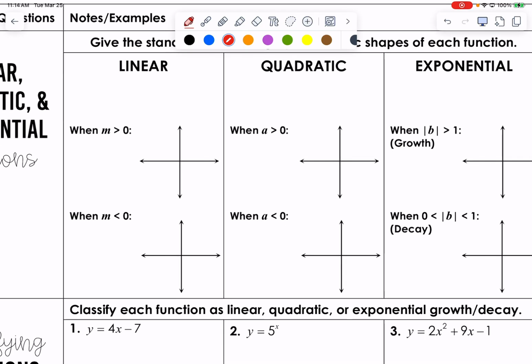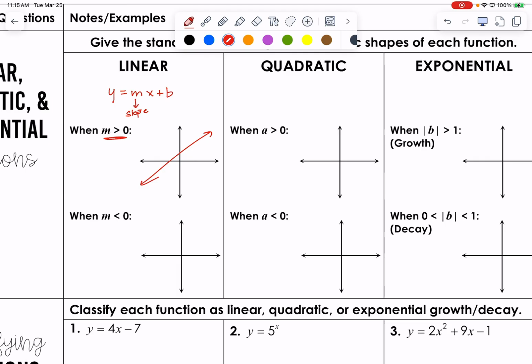All right, linear is y equals mx plus b. Let's just review what we did yesterday. M is the slope. Everybody remember M is the what? Slope. If the slope is positive, how would you draw the line? Uphill or downhill? Uphill. So the line's going to look like this. Everybody draw an uphill line.